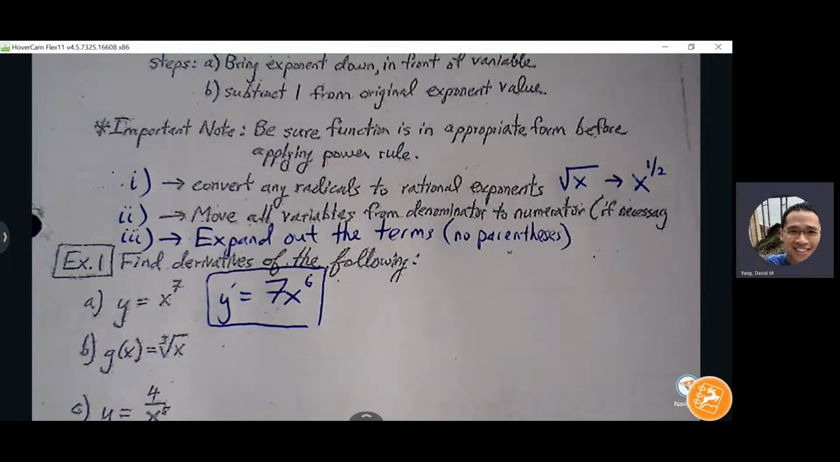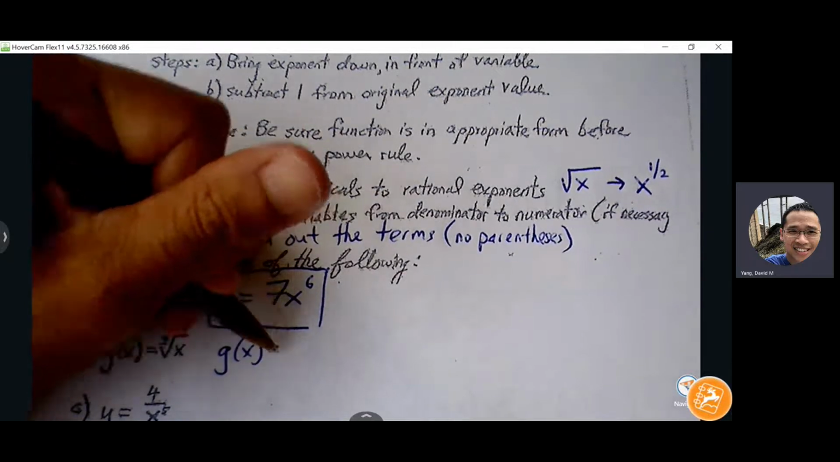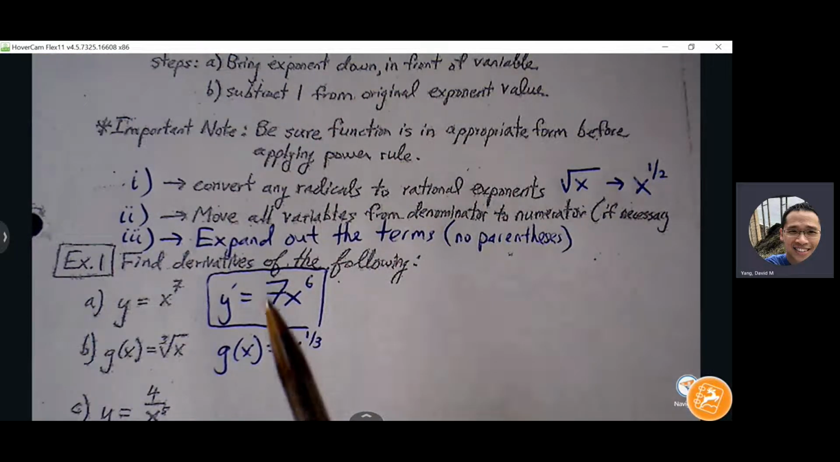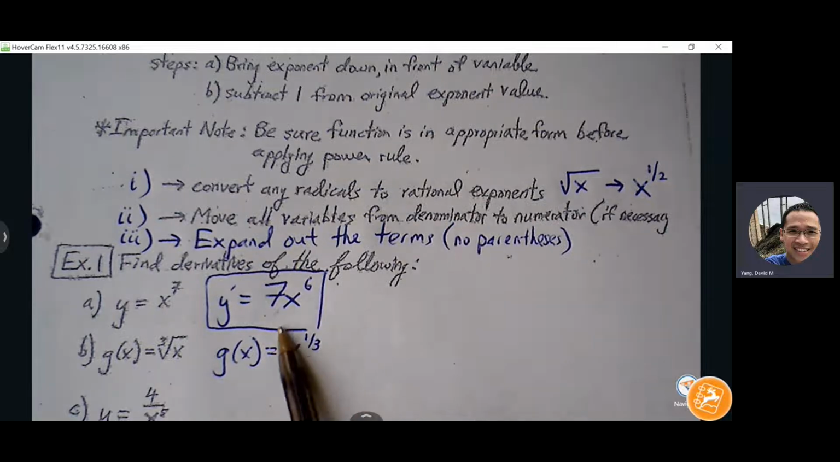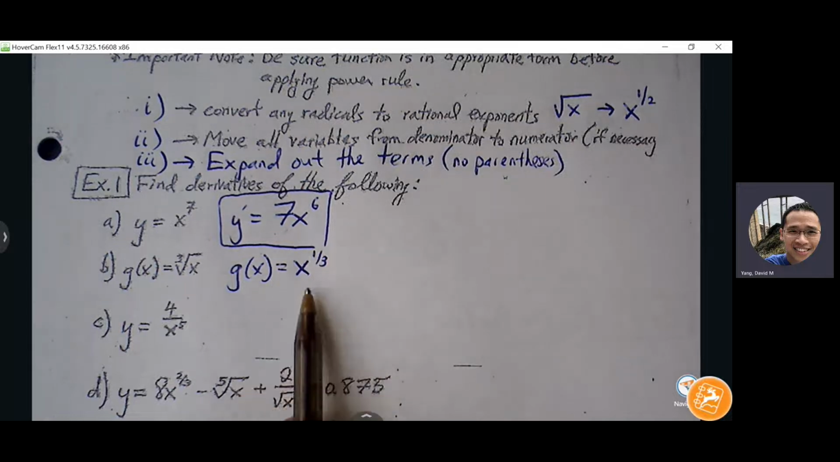Okay, part B, g of x equals cube root of x. Let's go down our conditions here. Convert radicals to rationals. We do have to take care of that. So how can I rewrite this cube root of x? X to the 1/3. Okay. Variables need to be moved from the denominator to the numerator. That's not an issue here. That's already in a good spot. And then expand out terms. Parentheses, that's not an issue either. We can leave that alone. So we should be ready for power rule. So let's go through power rule.